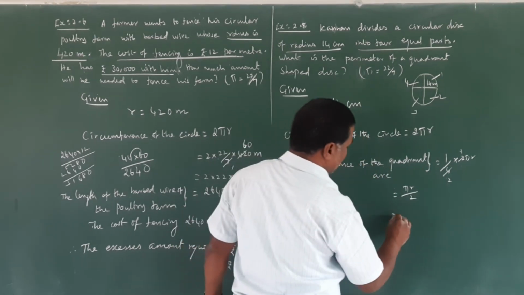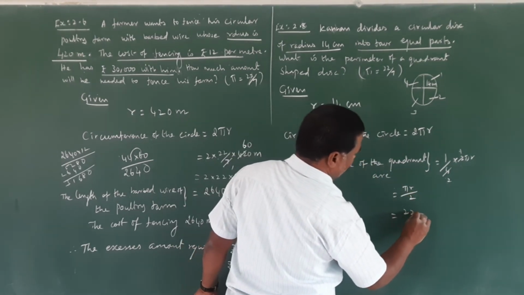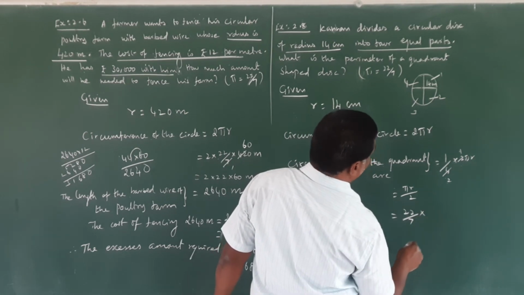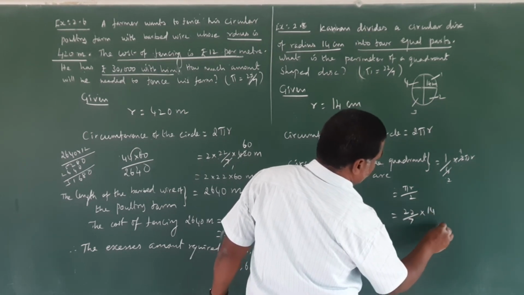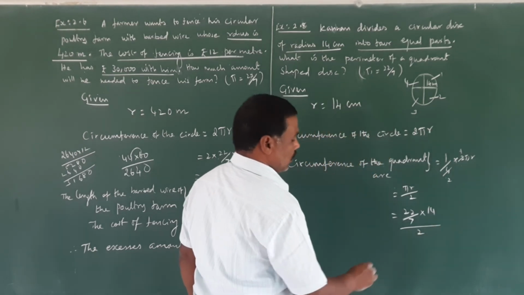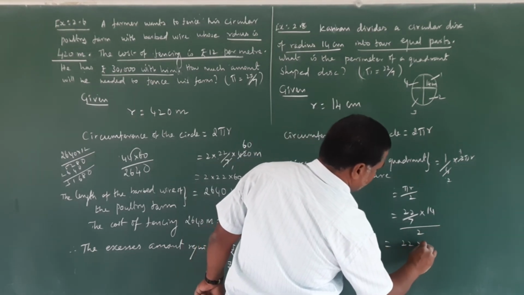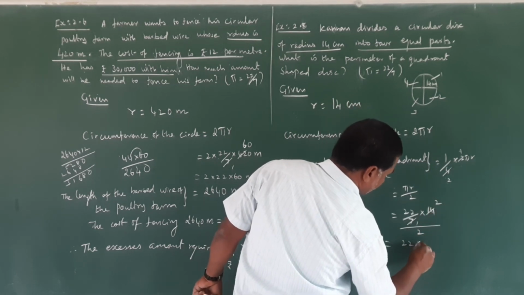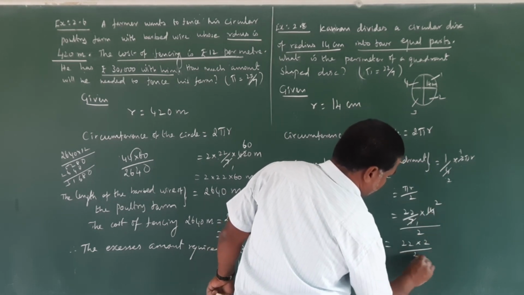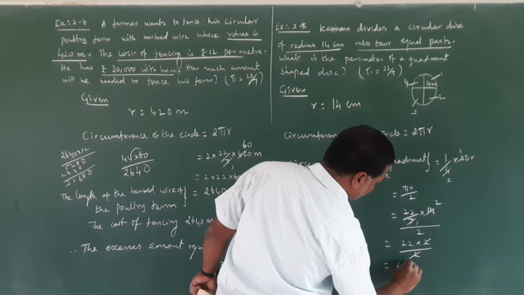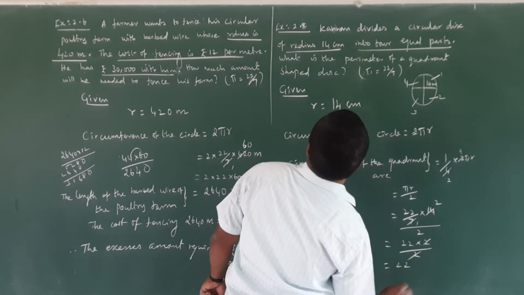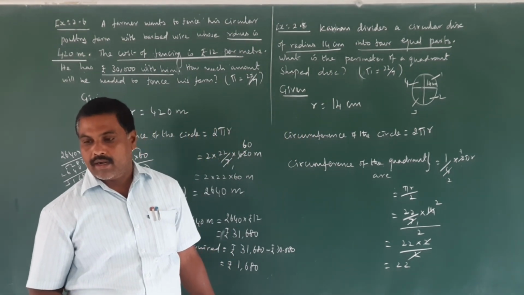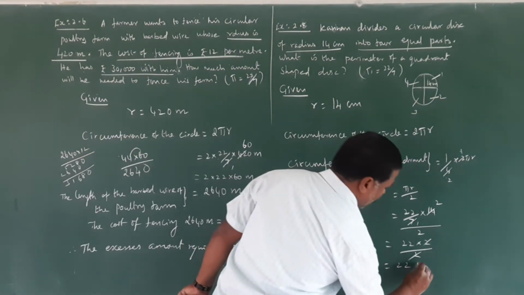Substitute the value: π is 22 divided by 7 into r value 14 divided by 2. Now answer: 22. 1 7 is 7. Now 2 7s are 14. Now answer 22 into 2 divided by 2. Answer 22. This is 22 centimeter.